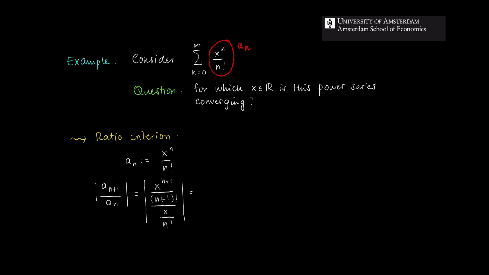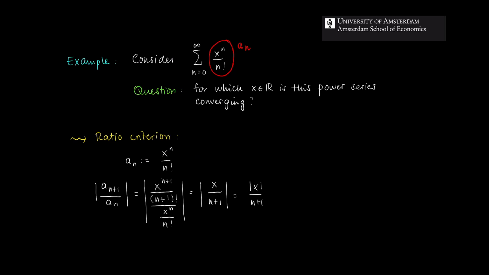Then we can simplify, right? I forgot the nth power, we should add it here. Then what we see is that x to the power n+1 divided by x^n is just |x|, and the factorials cancel partly out, since we only remain with the n+1 in absolute value. So we get |x| divided by n+1.